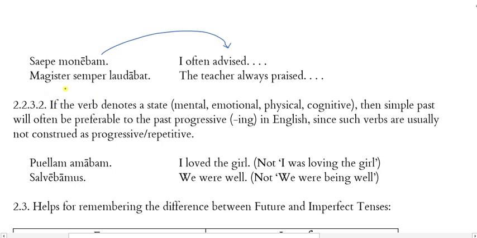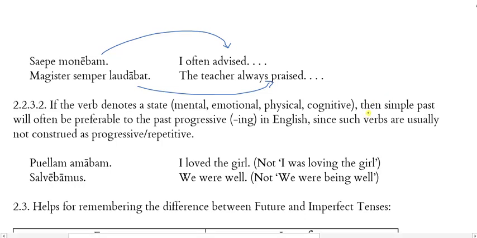Second, I have magister semper laudabat. So the teacher always, and here's my imperfect verb, laudabat, and I'm just going to render it with the simple past here because always also gets across the continuous nature of it. The teacher always praised, as opposed to the redundant sort of translation value of the teacher always was praising. Now, that's one caveat.